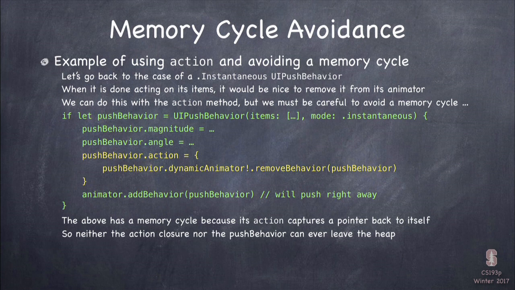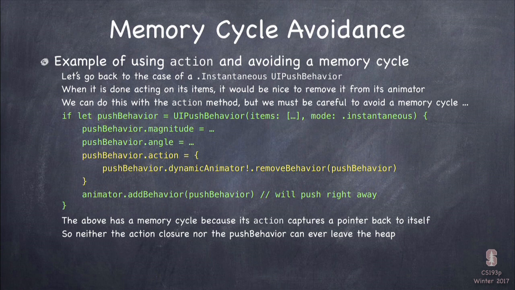However, you can see that this creates a horrible memory cycle. Look inside that closure. The very first thing we do is say push behavior dot. That's going to capture push behavior. And of course, the action var is on push behavior. So they're pointing directly to each other, keeping each other in memory. So how do we break this cycle?